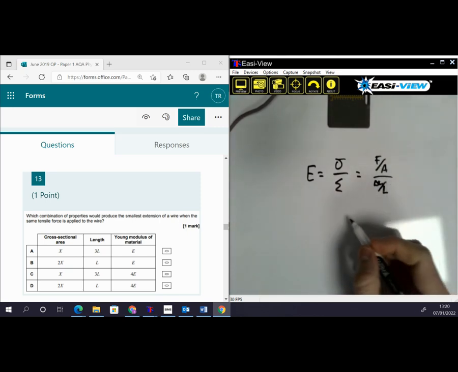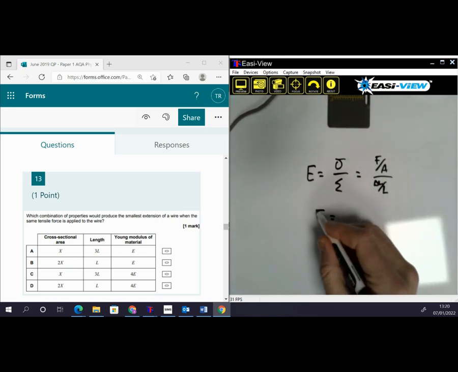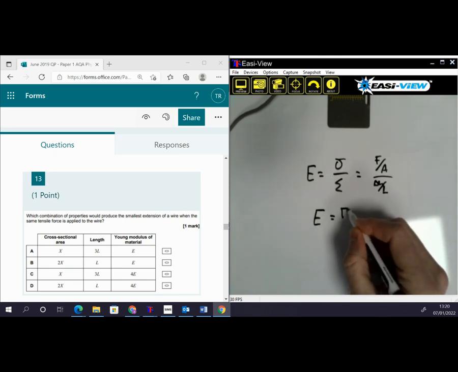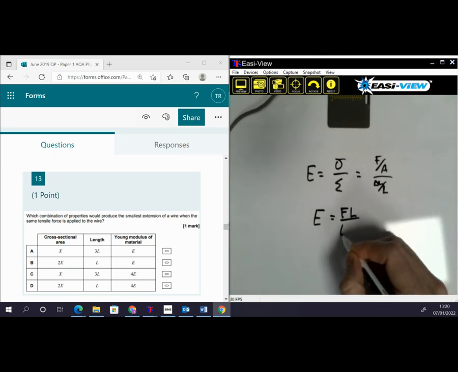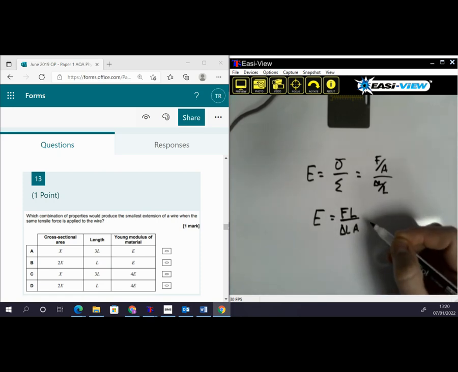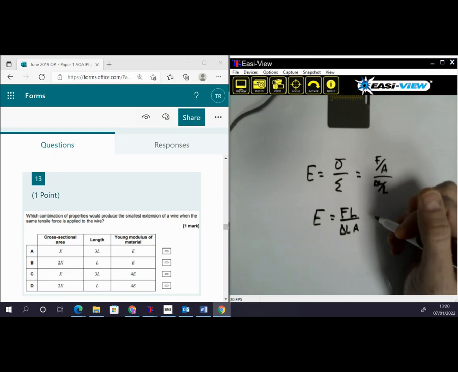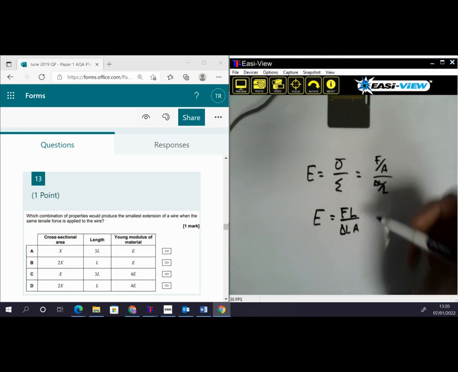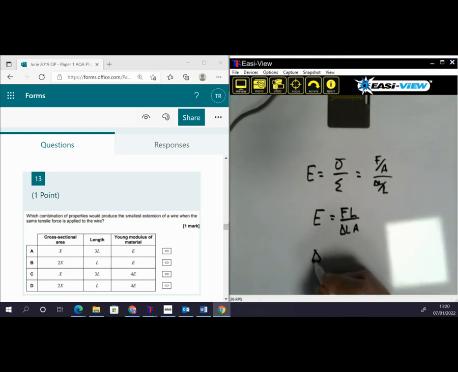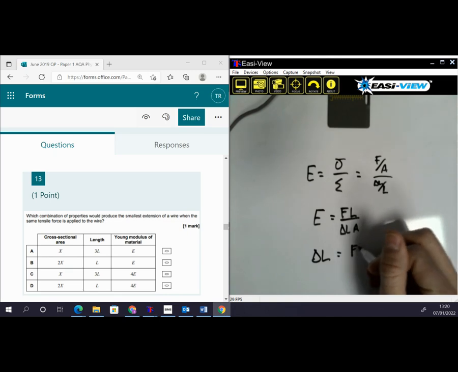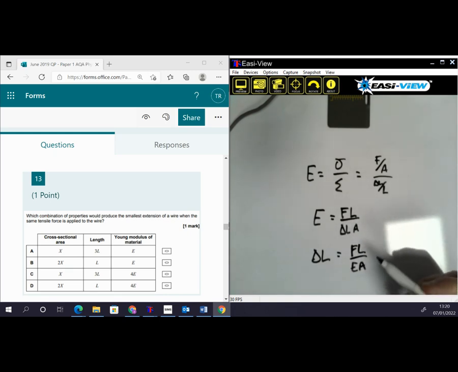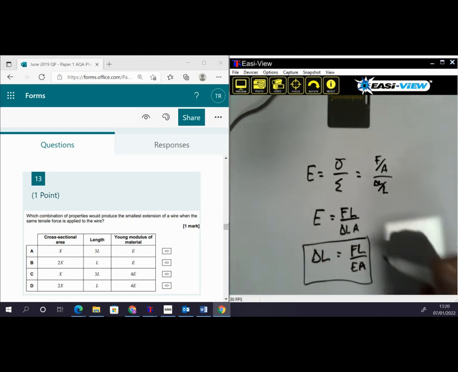So you can write it like this, and that ends up that the Young modulus is FL over delta L A. Now in this question, the cross-sectional area is given as capital X, the Young modulus is E, and the length is L. And what we're interested in is the relationship between the extension and these properties. So the extension is delta L, and then we end up with FL over EA. Well, for this question, that A is capital X. So we've got this relationship.